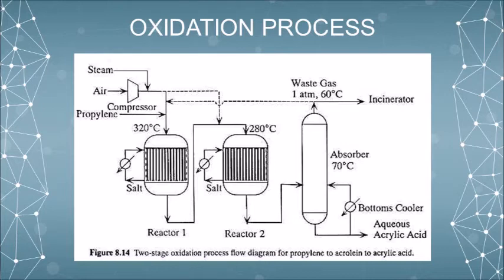Next process, the acetic acid and acrylic acid will be sent to an absorber for recovery and acid purification. The temperature takes place at 1700 degrees Celsius. About 99.9% of acrylic acid is produced as the bottom product.